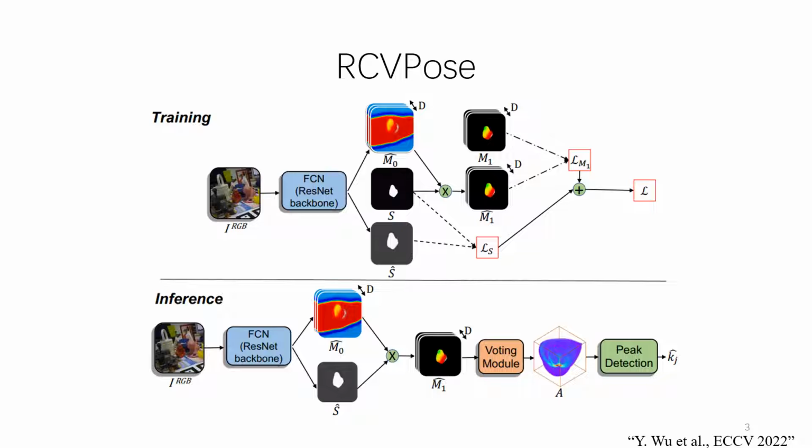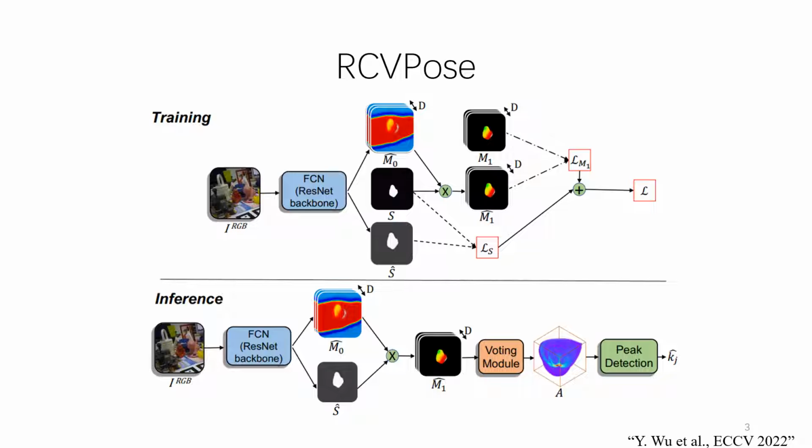RCVPose3D was developed based on our previous work, RCVPose. RCVPose was a keypoint radial voting-based method. During training, an RGB image is forwarded into a fully convolutional ResNet. The network estimates a symmetric mask and a radial map. The radial map saves the Euclidean distance from each of the key points to each of the object points. A straightforward L1 loss supervises the learning.